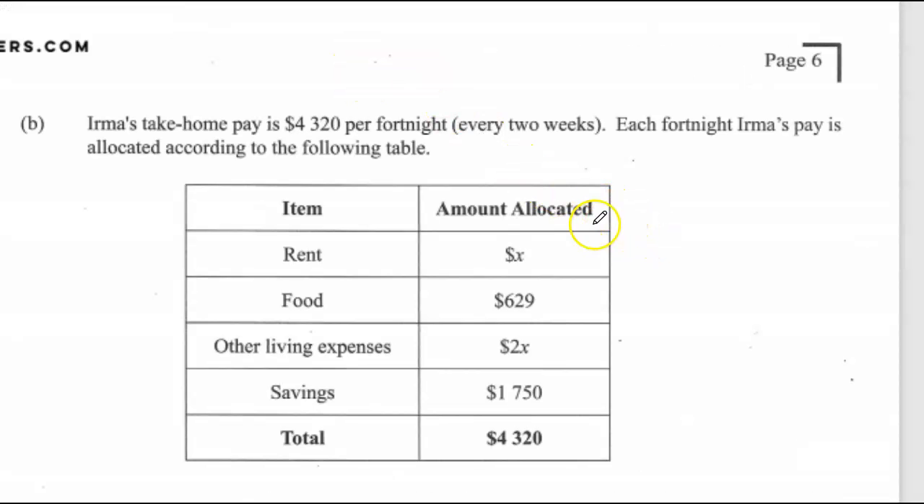Okay. Next, we're asked to determine the amount of money that Irma allocates for rent each month. So the amount she allocates for rent, that's X. And so we can form an equation. So for rent, that's X, right? So to solve for X, the total of all these values must be equal to 4,320. So X plus 629 plus 2X plus 1750.